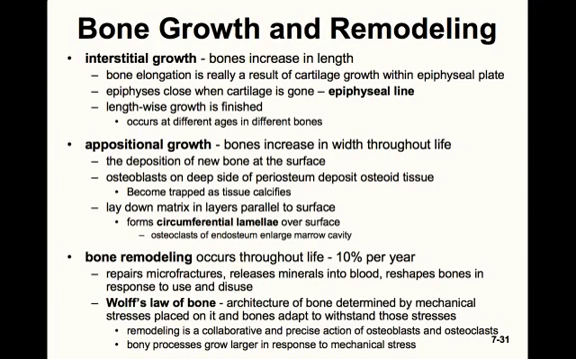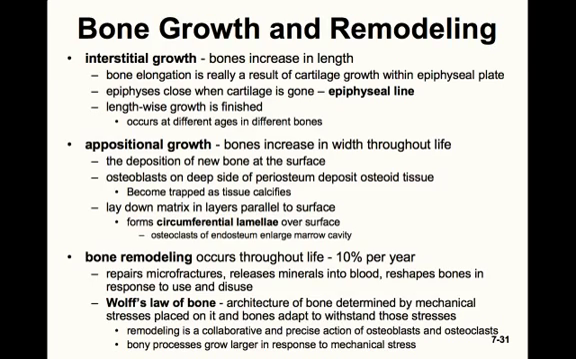When we see bone growth and remodeling, we'll see bone growth in length, which is called interstitial bone growth. This is the situation we just looked at. It's growth at the epiphyseal plate. Once the epiphysis closes, there's no more cartilage. We call it an epiphyseal line, and the lengthwise growth of the bone is finished. It occurs at different ages in different bones, but by the early 20s, length of bone growth is generally finished.